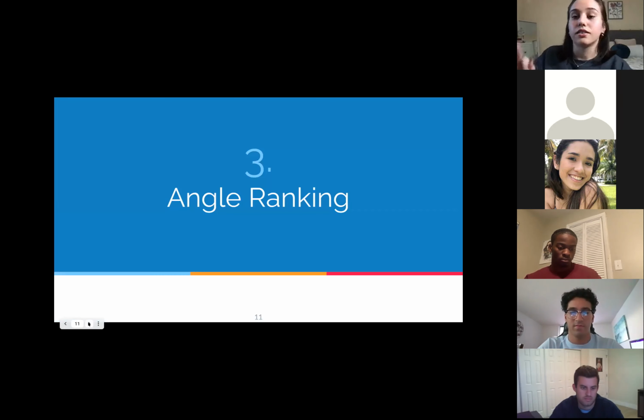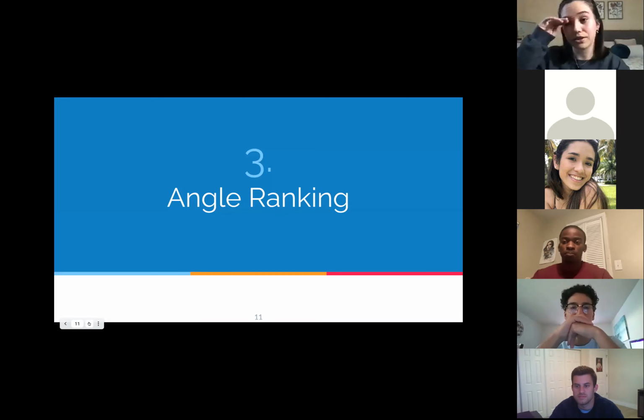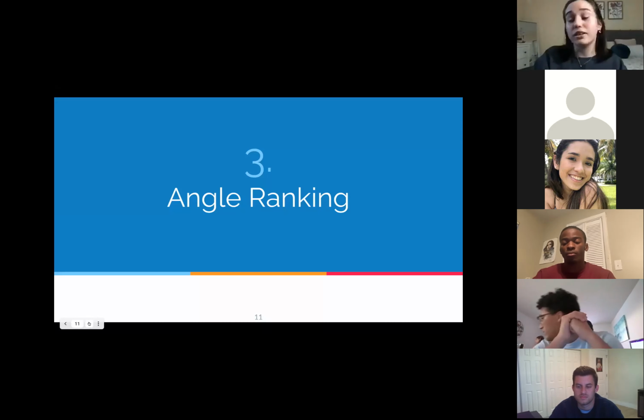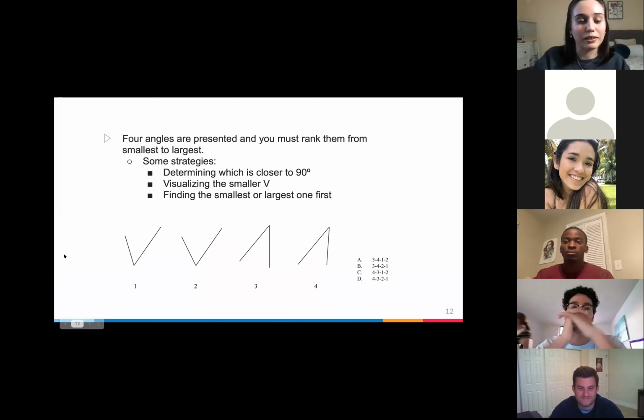Okay, and then the third section that you would see is angle ranking. This one is one of the fastest ones that you can get done. Remember they have 15 questions for each section, so I would always start with this one. I would always start at question 31, which is the first angle ranking, just because it's the fastest that I would get done. But not necessarily the easiest, because it can be pretty confusing.